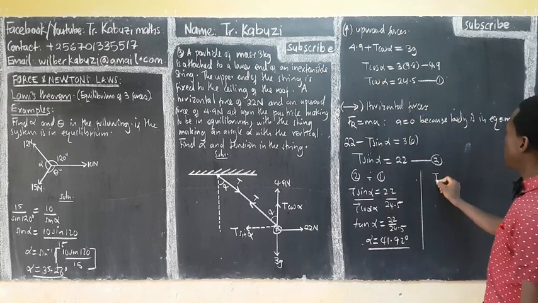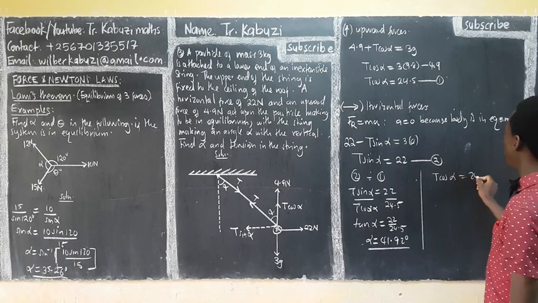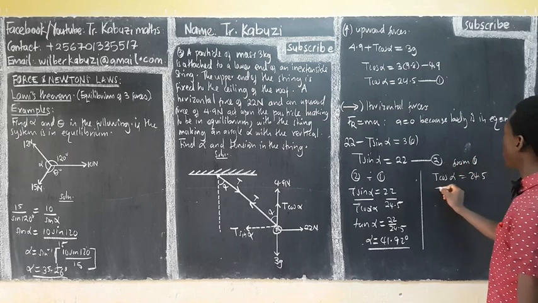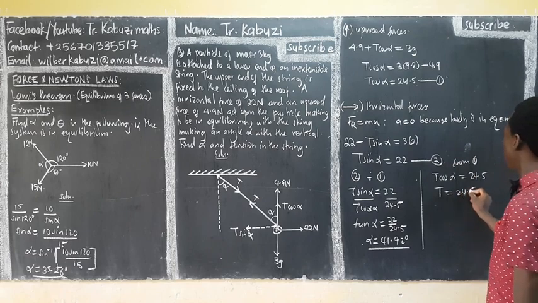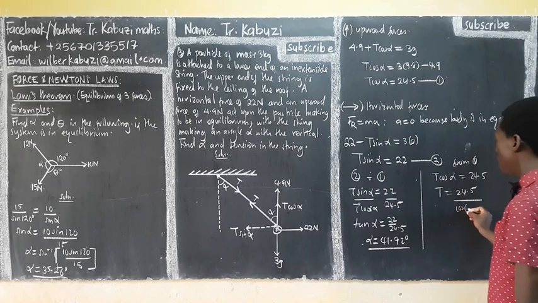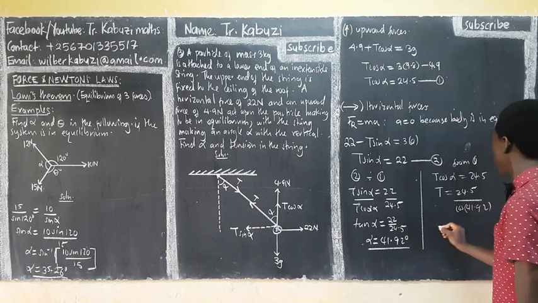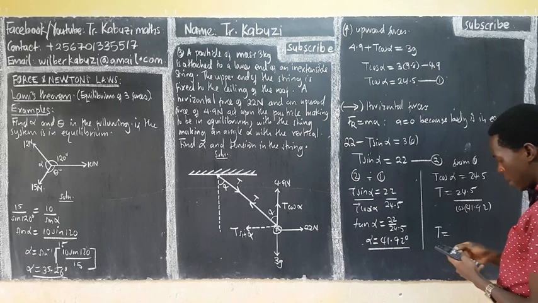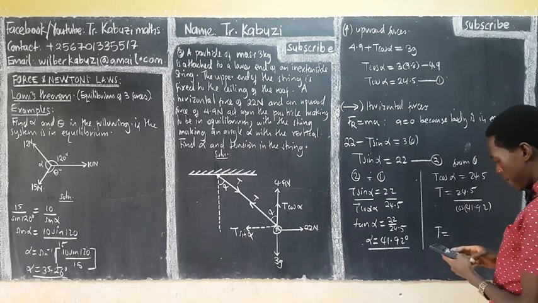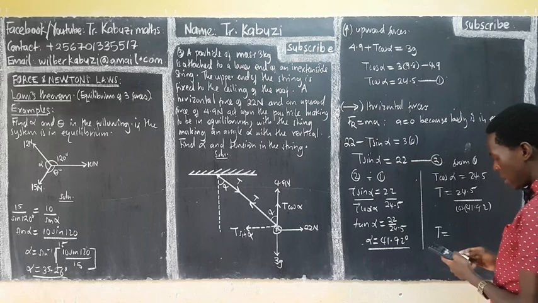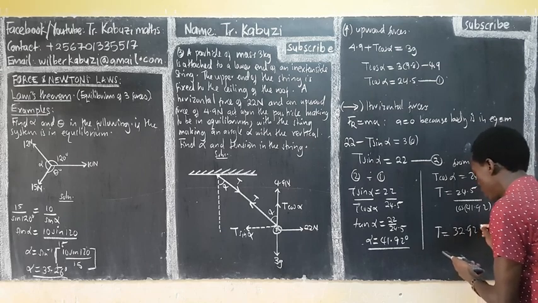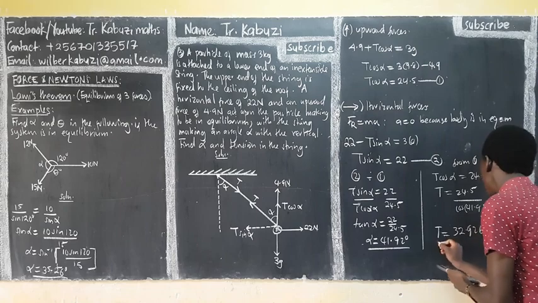And if we have alpha, we can come and get our T from there. Our T cos alpha is equal to 24.5 from equation 1. Our T will be 24.5 over cos of 41.92. And so our T here is going to be 32.9266 newtons.